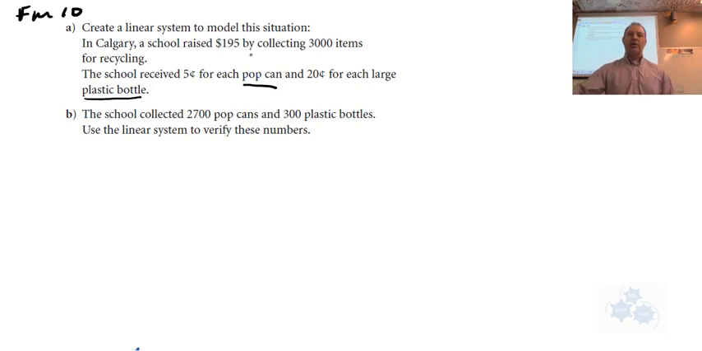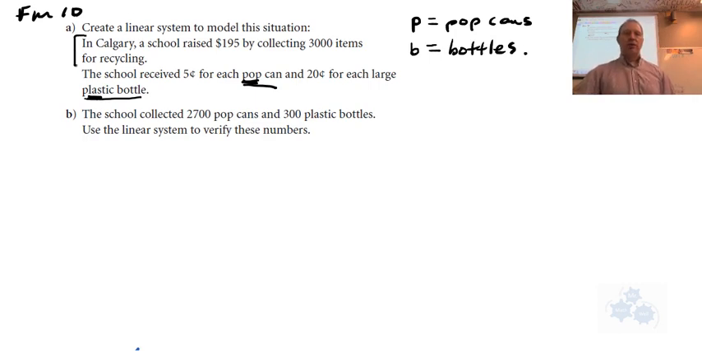Okay? So I guess what we're trying to find out here, we're trying to set up a system where we have pop cans and bottles, right? So they're collecting a number of them, and there's also a price that you get for these recycled items. So let's let P be pop cans. Because remember, we have to identify our variables first in order to make an equation. And let's say B is bottles. Okay. P is pop cans, B is bottles.